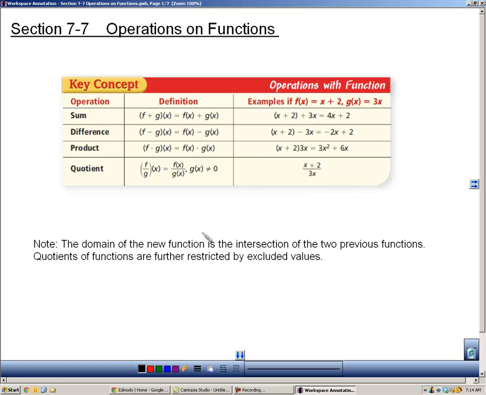section to practice. One thing to note down here is that the domain of the new function is the intersection of the two previous functions. In other words, the domain of the new function is where the two old functions overlap, what they both have in common. That's what the word intersection means. Also, when you divide functions, that's what quotient means, you need to watch out for excluded values, values that make the denominator equal to 0.